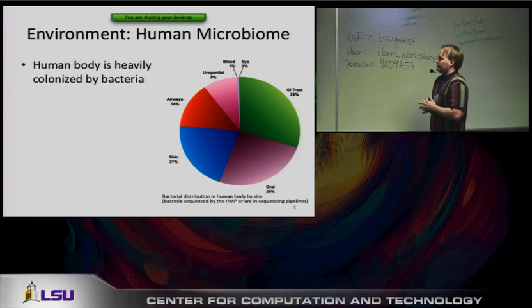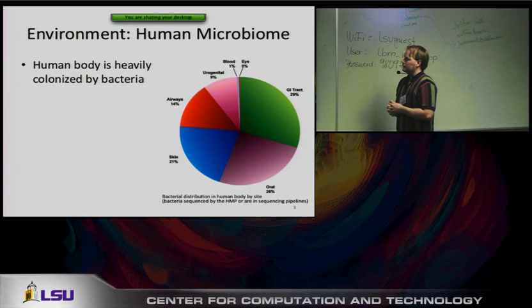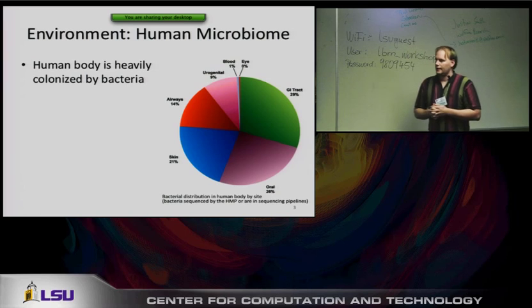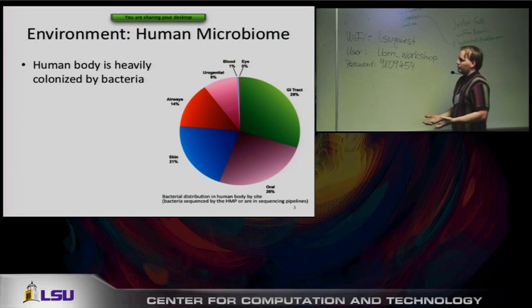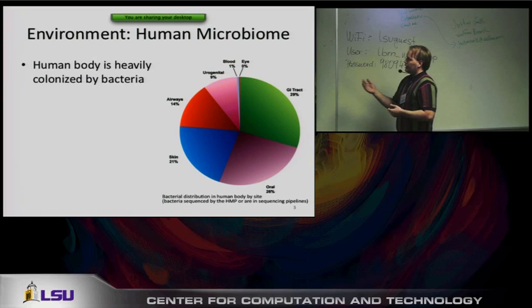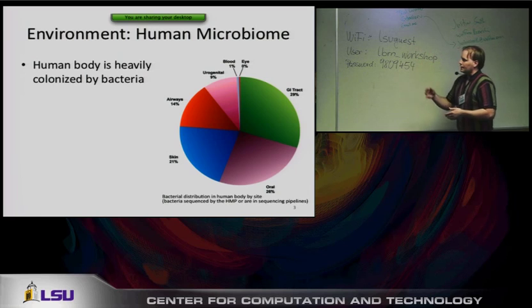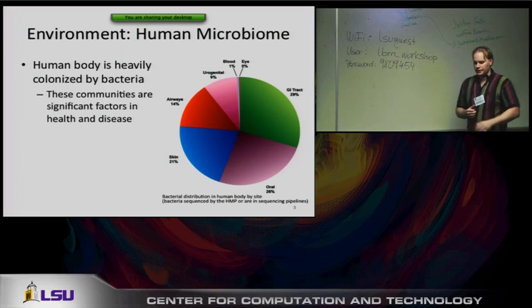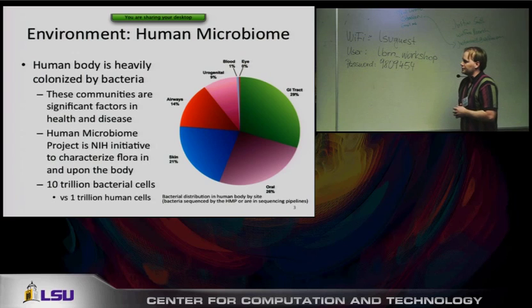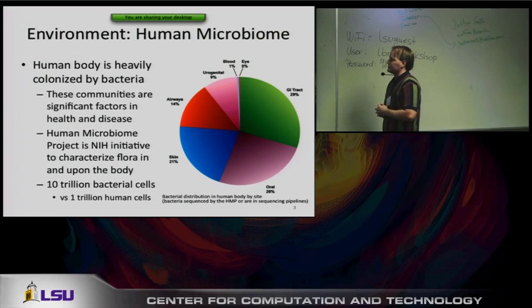So an example of one of the environments you would look into is the human microbiome. And the human body is heavily colonized by bacteria. So there's bacteria that lives on the body, on the skin, within the gastrointestinal tract, urogenital, airways. And this figure is just taken from the NIH Human Microbiome Project, which is a large project that is funded by NIH to study and characterize the human microbiome.